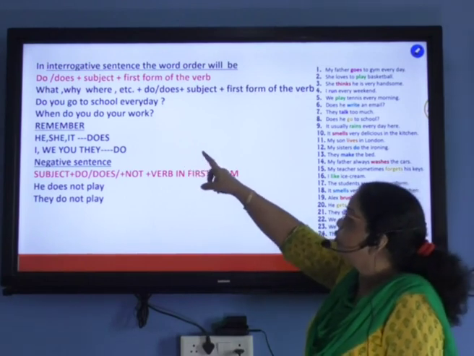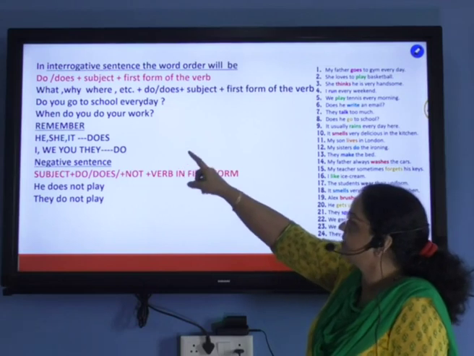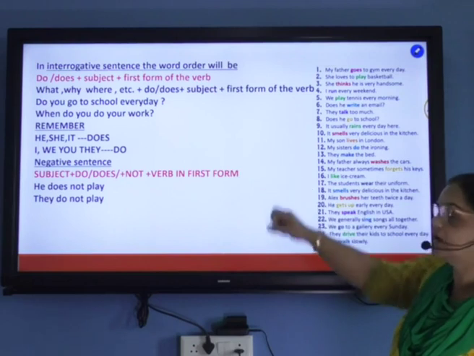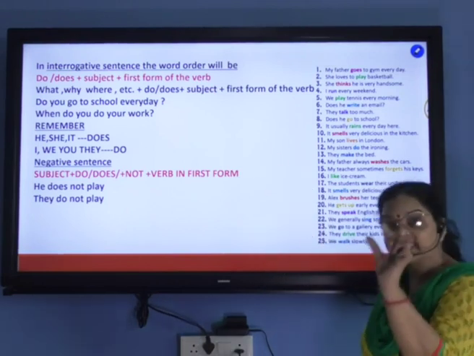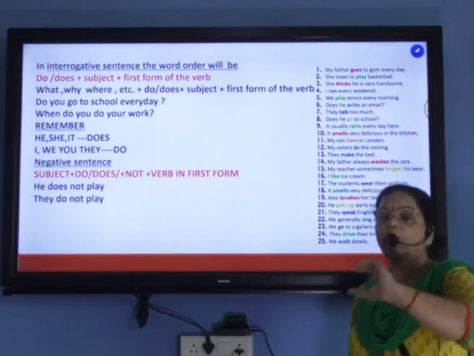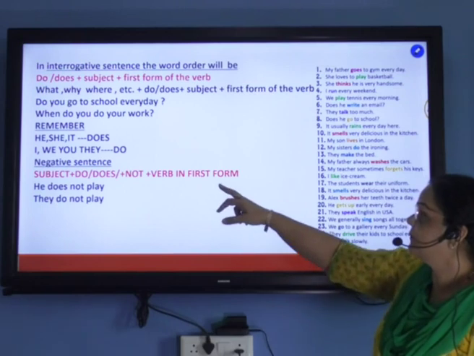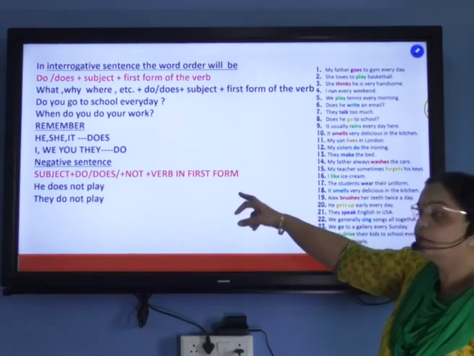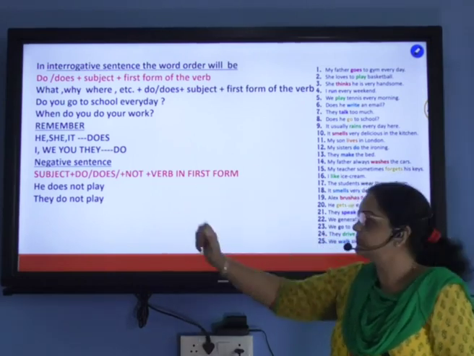Do you go to school every day? You see the structure: helping verb, subject, main verb and the rest. When do you do your homework? When, question word, helping verb, subject. So the basic pattern is the same, only we are adding a question word before them. Remember, he, she, it does. I, we, you, they do. The rule is the same for singular and plural subjects.